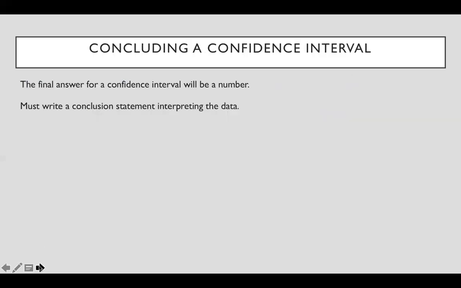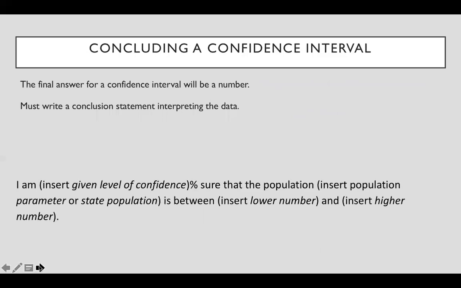Okay, so concluding a confidence interval is very important. In the end, you will typically get an interval of two numbers, but it's important to write a concluding statement that interprets that data. That statement could say, I am a certain level of confidence percentage sure that the population parameter, or whatever population you're using, is between this number and this number. So that's a common example of a statement. It doesn't have to be the same. A lot of them vary, but they're most likely around the same idea.